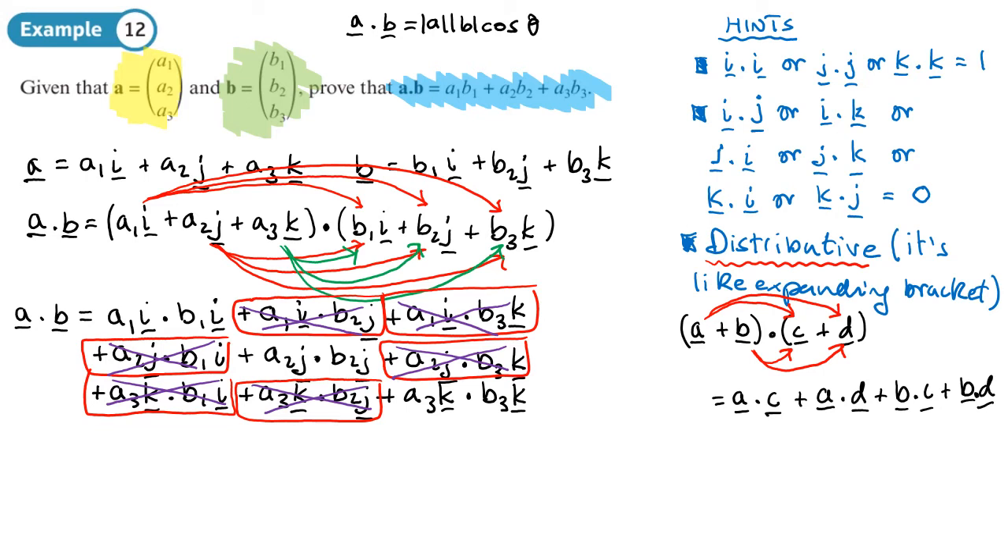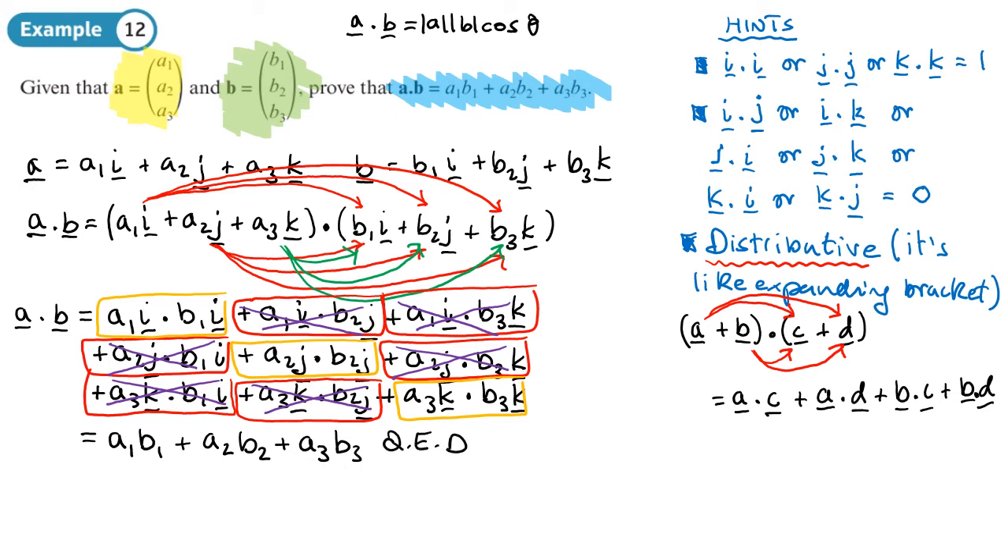Now that leaves us with these 3 here. With these ones, these are going to be left, and we know that when we do the dot product of i and i, or j and j, or k and k, it's going to be 1. So actually all that's left is the coefficients of these vectors. So A1 B1 plus A2 B2 plus A3 B3. Now that's what we needed to prove if you have a look in the question. So it's been proved as required.